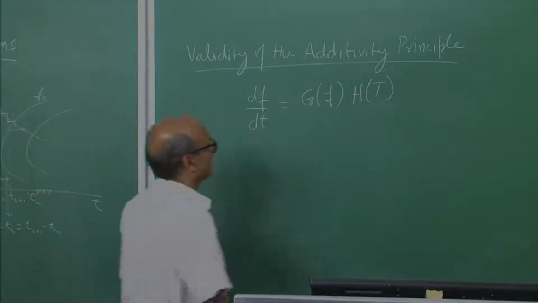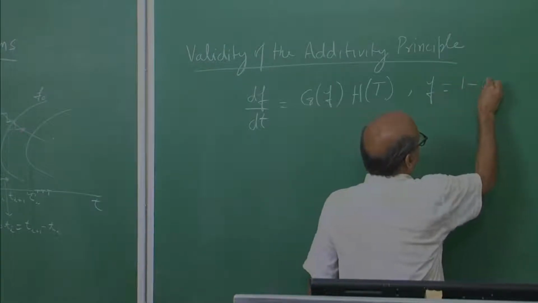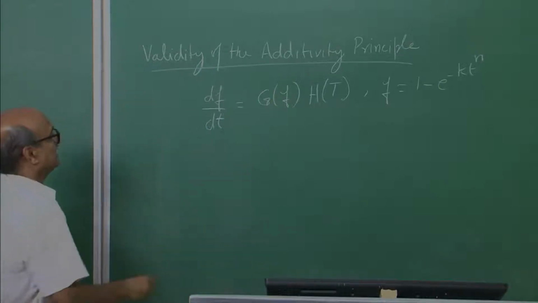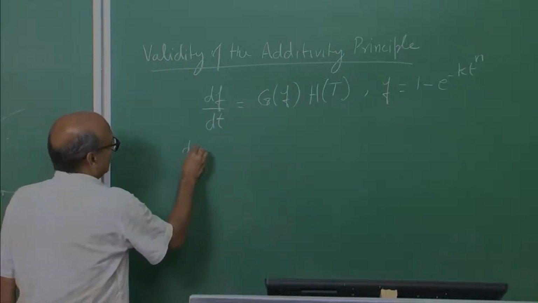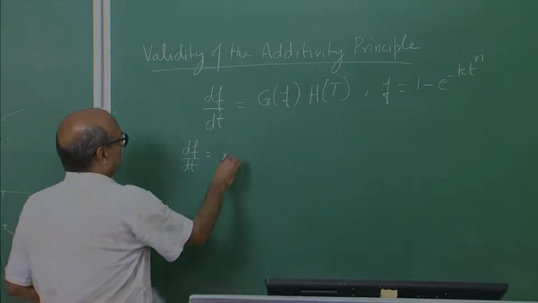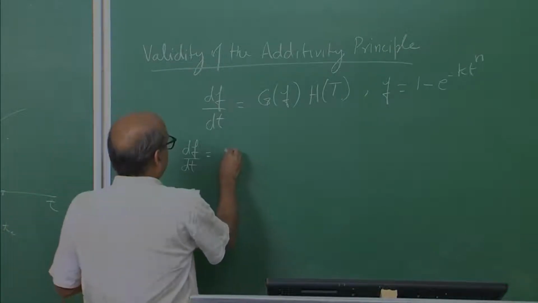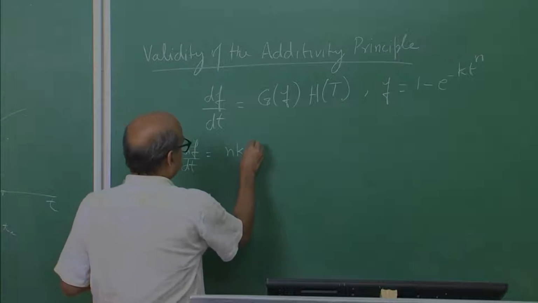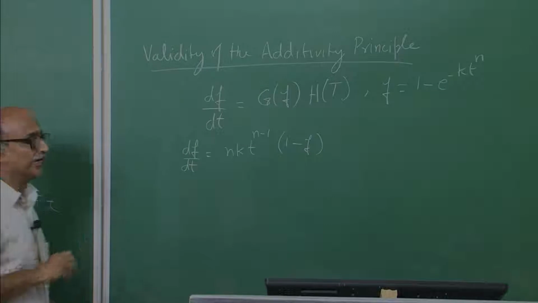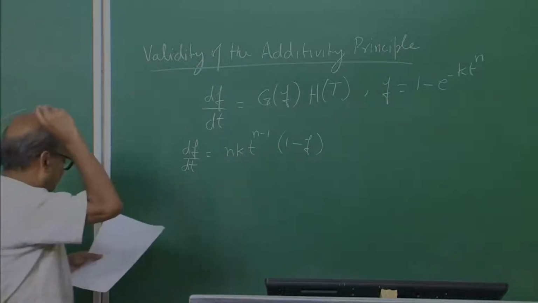So, let us start with the Avrami equation. The Avrami equation is f equals 1 minus e to the power minus (kt) to the power n. I take the first derivative. So, df by dt equals n k t to the power n minus 1 times 1 minus f. This we have already done in an earlier lecture.